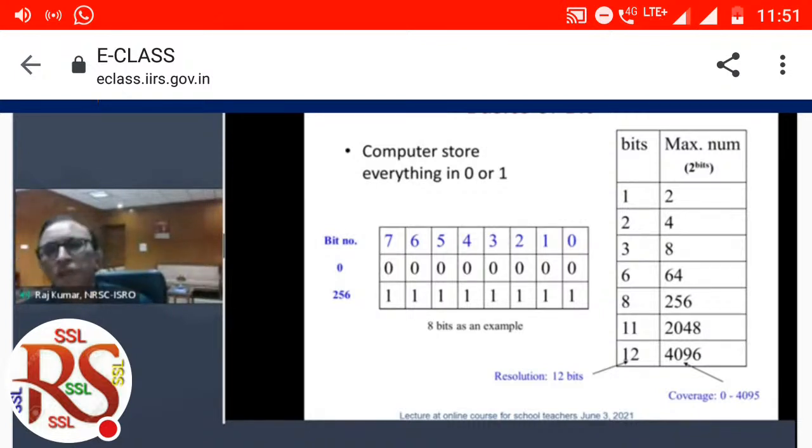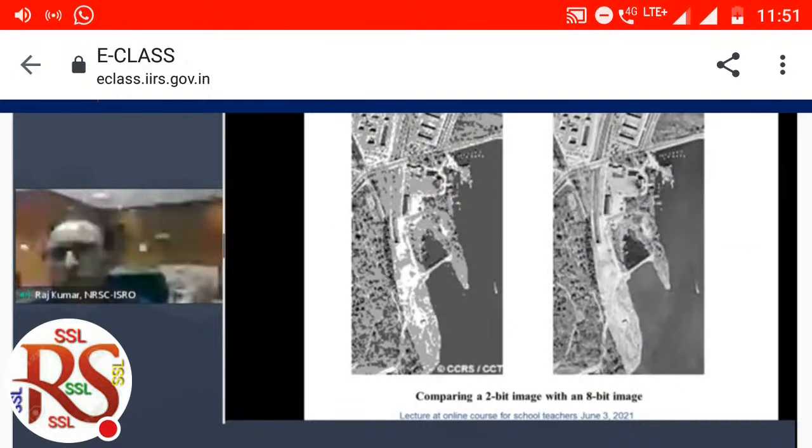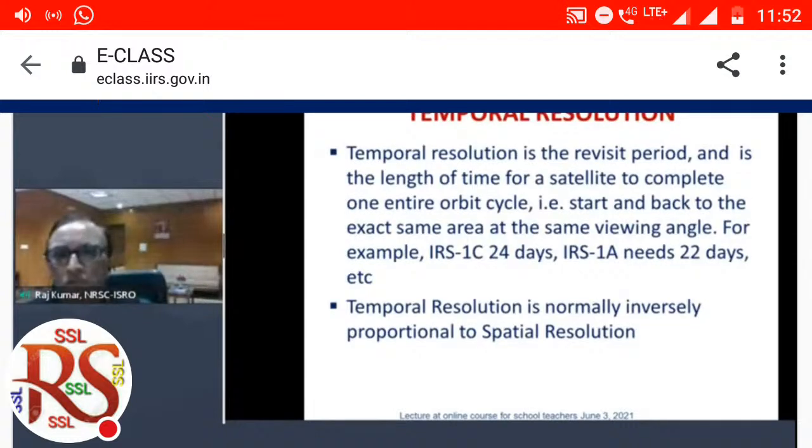Even if the sensor is the same, what information you store depends upon the radiometric resolution. Like this, one is a 2-bit versus 8-bit image. Clearly you see the difference between these two. All the other resolutions are the same, even then the information is degraded. Then temporal resolution, I talk about that anyhow: it depends on how different satellites orbit, and based on that you get 5 day, 10 day, 30 days like that.